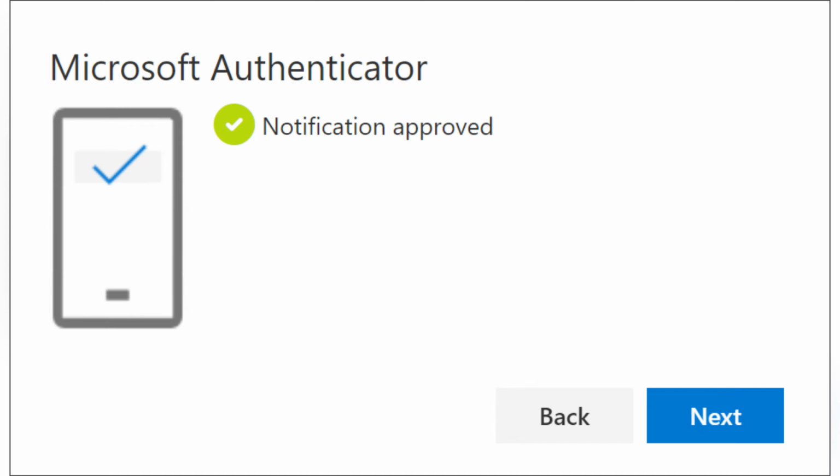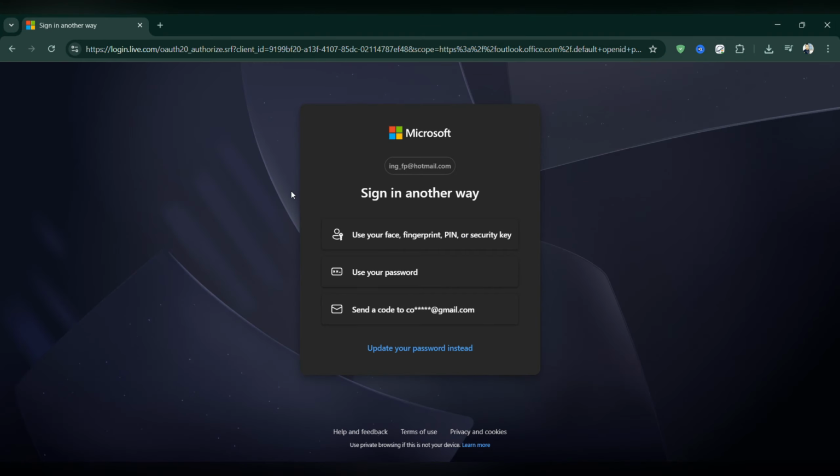From now on, whenever you log into your account or perform sensitive actions, you'll receive a notification in the Microsoft Authenticator app to approve or deny the request. This keeps your account more secure and eliminates the need for SMS codes.